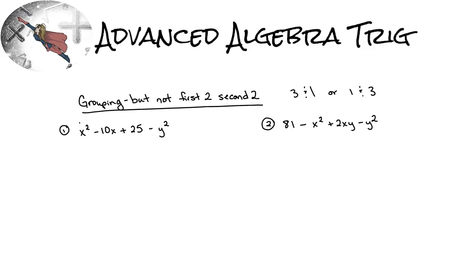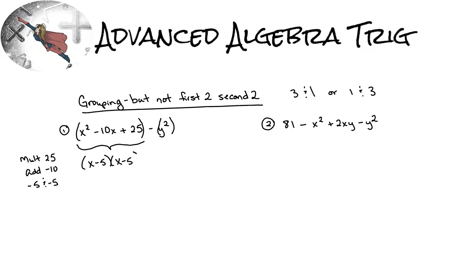I know in the first problem that it's going to work really well if I group the first 3 things together and then I have that one by itself. Because now we look at them separately. The first 3 things right here will factor. We need to multiply to 25 and add to negative 10, which would be negative 5 and negative 5. So I know that this would factor into x minus 5 times x minus 5. And then we still have minus y squared.